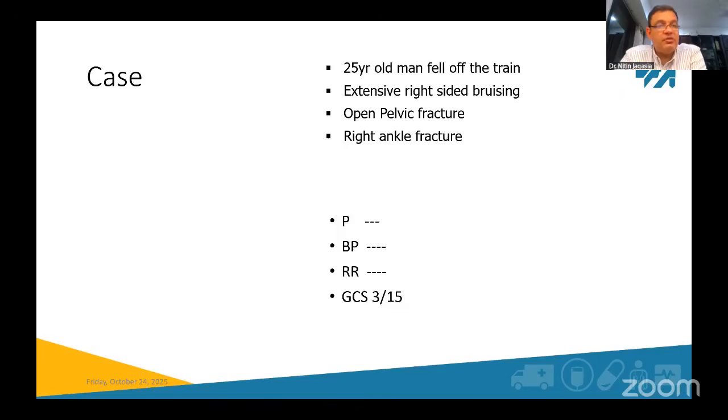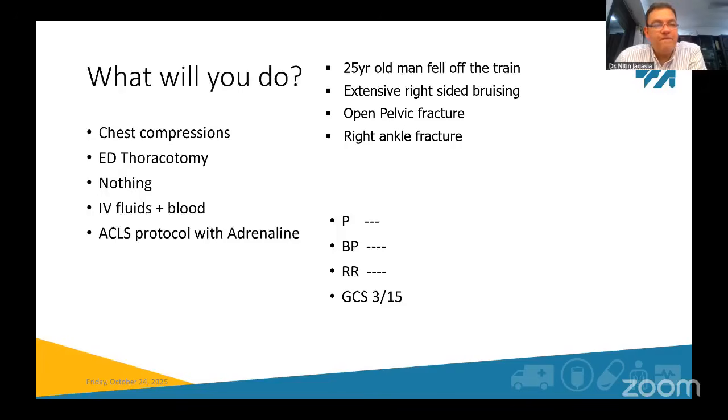You can't feel a pulse. There isn't a recordable blood pressure. There is no respiratory effort. Obviously, GCS is 3. What are you going to do? I'll just pause there again, give you a few seconds to think. So you've got somebody who's in cardiac arrest, for those who didn't capture that. What are you going to do?